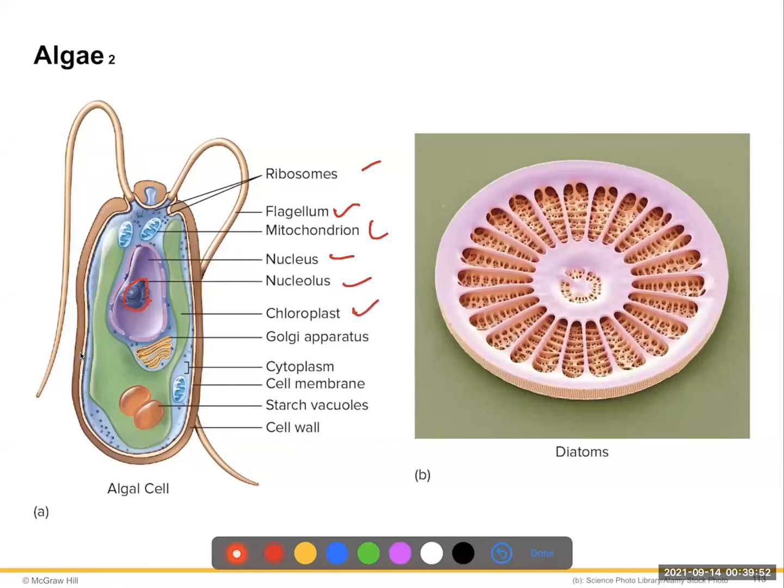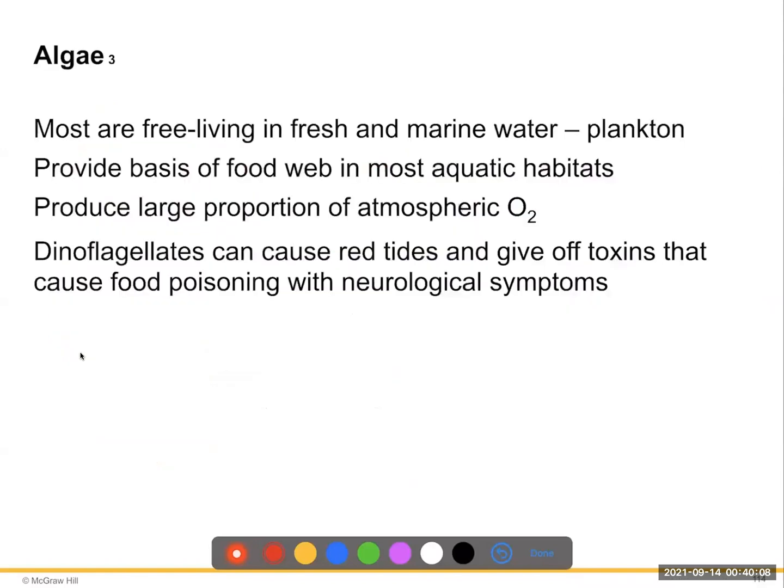Chloroplast, your green areas, allow you to convert sunlight through photosynthesis. Golgi apparatus for processing your protein. Cytoplasm surrounds the nucleus. Cell membrane, cell wall, vacuoles. Things that we've seen before. Most are free living in fresh and marine water, like plankton. They provide the base of the food web in most aquatic habitats. They produce large portions of atmospheric oxygen, and one of their byproducts is glucose and oxygen.